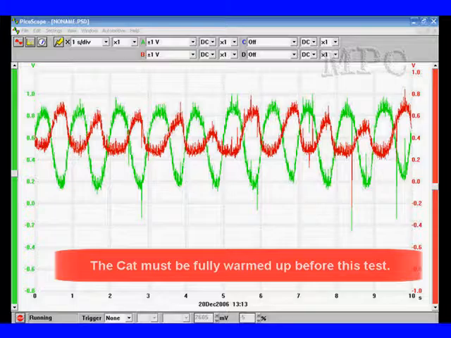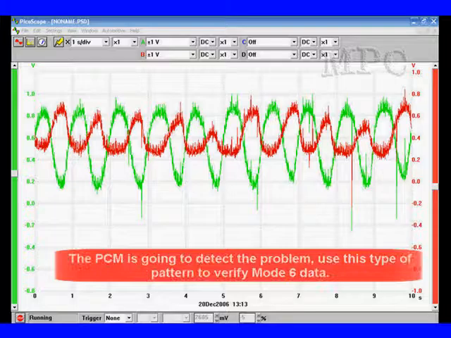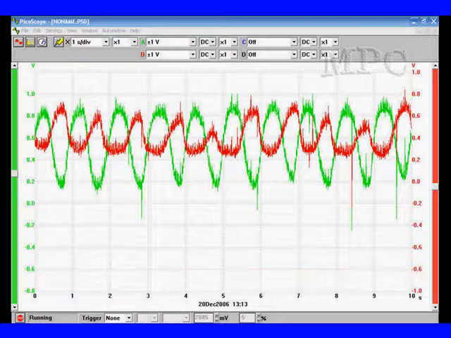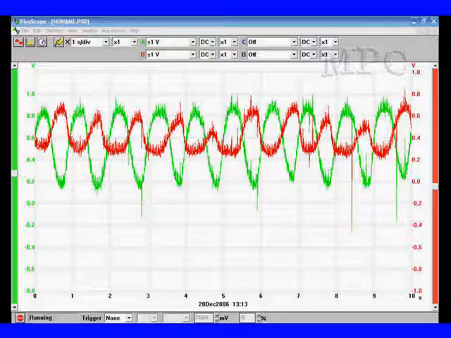But also remember, don't overanalyze this. The PCM is going to detect the problem. Use this type of pattern to verify mode 6 information. You don't have to figure it all out by yourself. Mode 6 is already going to be telling you to look at this.